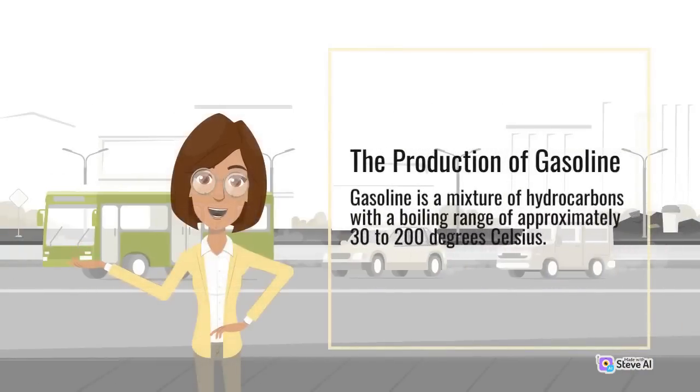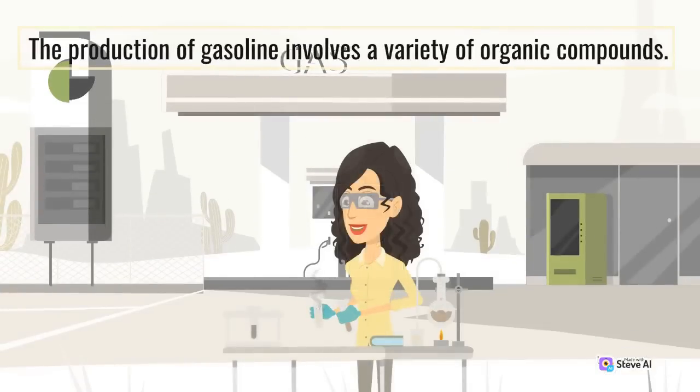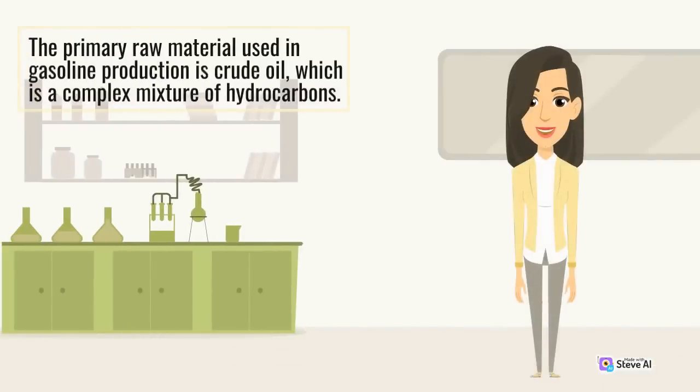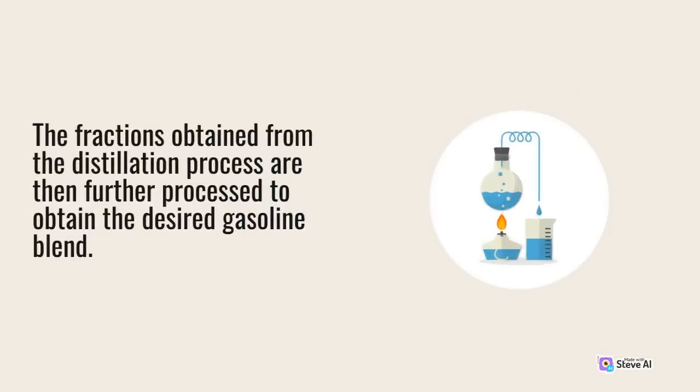The production of gasoline. Gasoline is a mixture of hydrocarbons with a boiling range of approximately 30 to 200 degrees Celsius. The production of gasoline involves a variety of organic compounds. The primary raw material used in gasoline production is crude oil, which is a complex mixture of hydrocarbons. Crude oil is first separated into its different fractions by a process called fractional distillation. The fractions obtained from the distillation process are then further processed to obtain the desired gasoline blend.